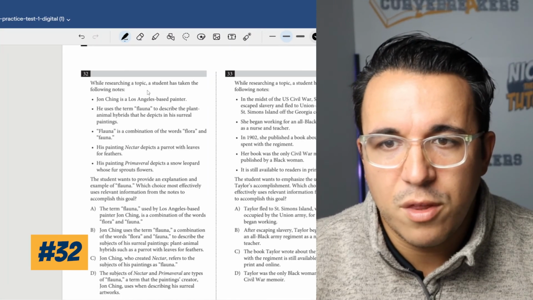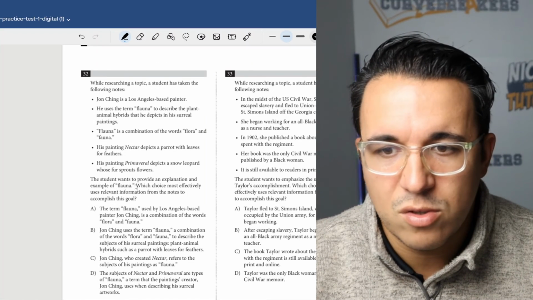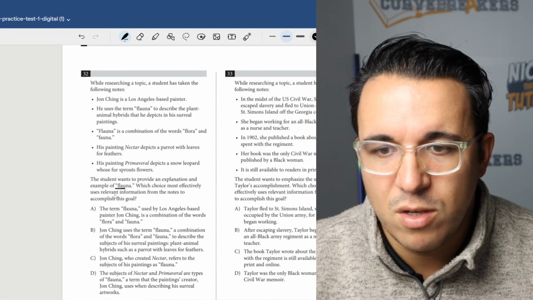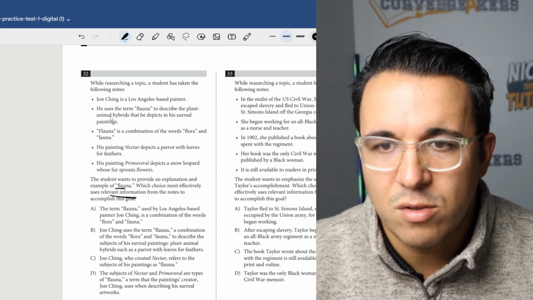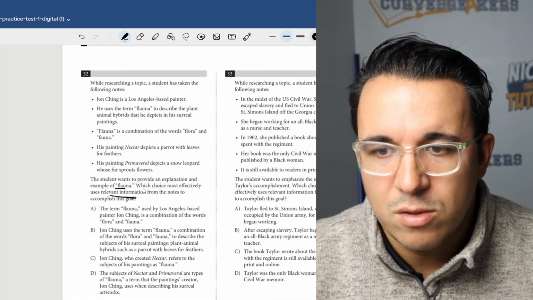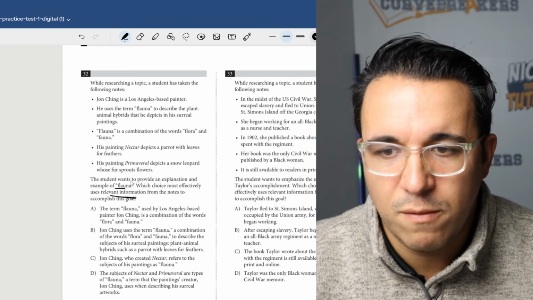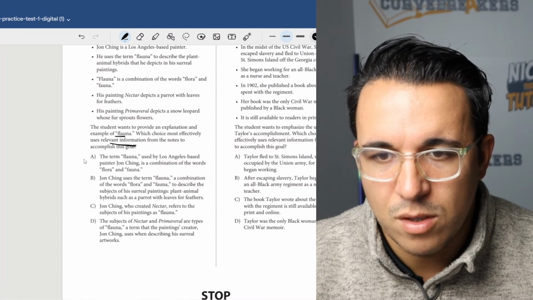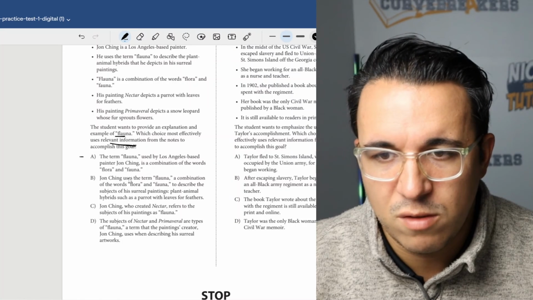All right, let's get into number 32. So once again, a note-taking question here. The student wants to provide an explanation of the example of fauna. Which choice most effectively uses relevant information from the notes? Okay, so what is fauna, right? Describe plant-animal hybrids. Fauna is a combination of the words flora and fauna. So I want to provide an explanation of fauna, right? So what is fauna? So A says it's a combination of the words flora and fauna.